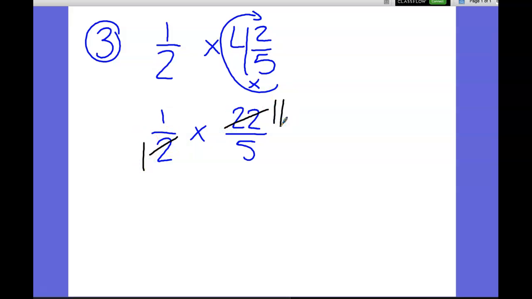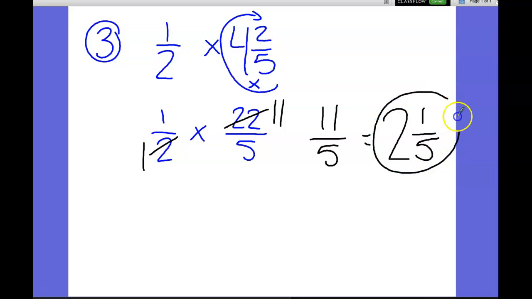Anywhere else? No. So then 1 times 11 is? 11. 1 times 5 is? 5. How many wholes can you make out of that? 2. And what would you have left over? 1/5. Question? That's what today's lesson is.